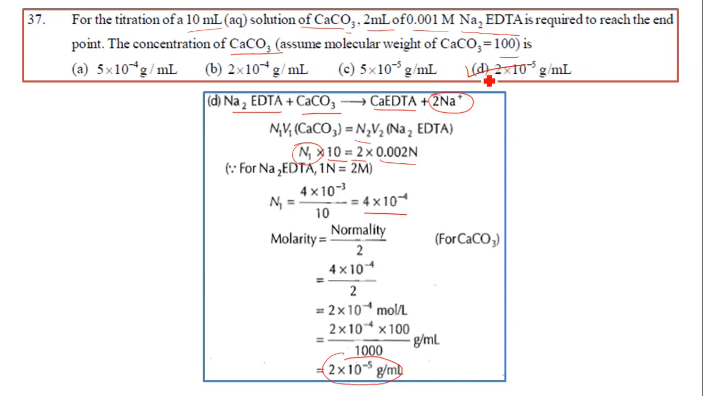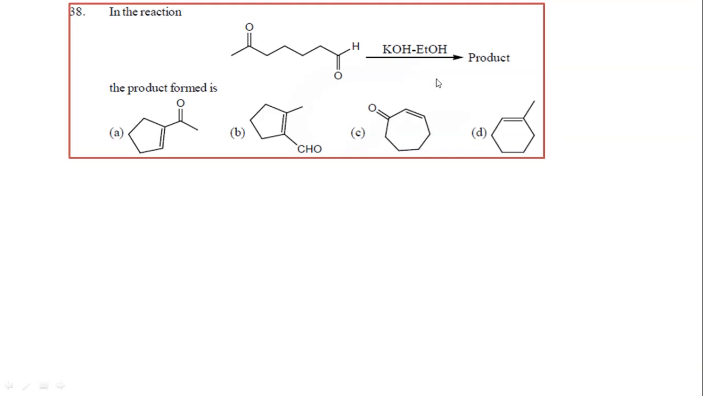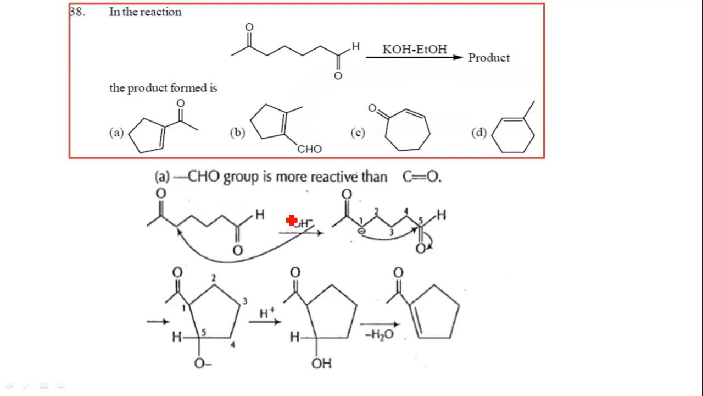Next question. In the reaction with KOH and ethanol, the product will be, here a diketone, a ketoaldehyde, was given. So what will be the product? If you add OH, that is K plus OH minus, the hydroxyl ion will add to the carbon next to the ketone, that is the alpha carbon. Now a proton was abstracted, forming a negative ion, minus H2O. A water molecule is removed by abstracting one proton, forming a carbanion.